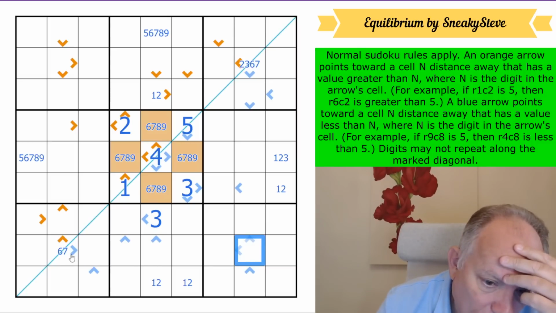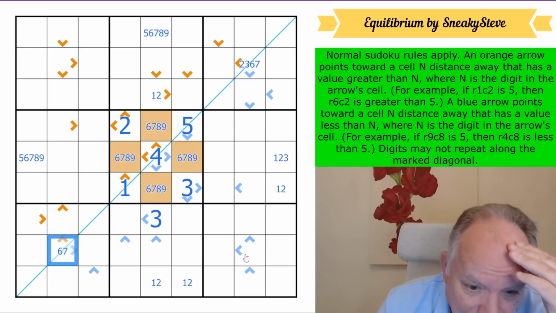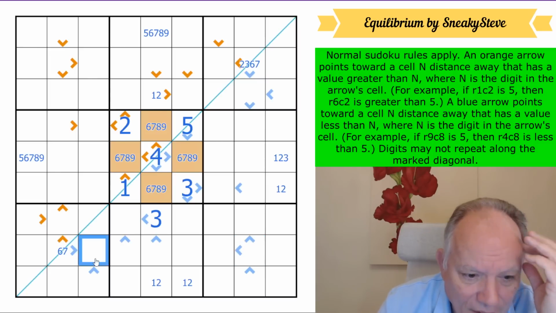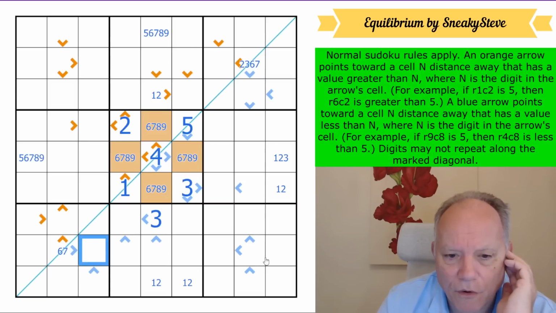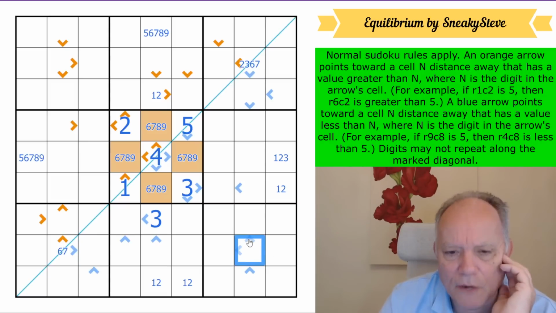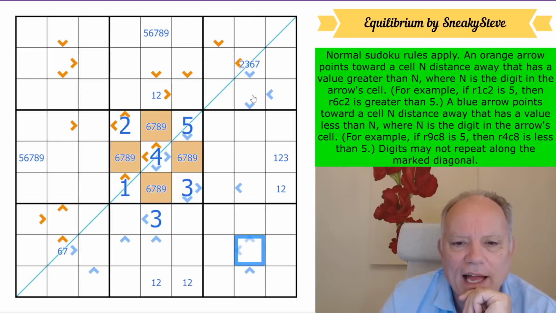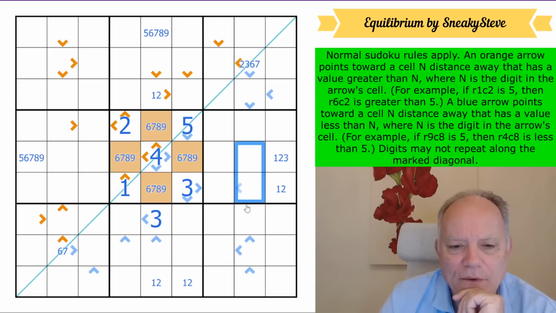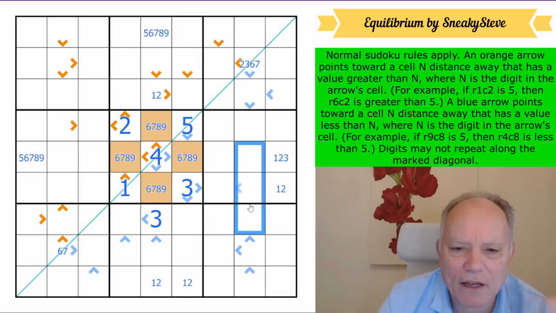So the only way for this to be a 6, I think, is that could be a 5, and then this digit could be 1, 2, 3, or 4. Now, if that was a 5, you get the added complication that it's also pointing north at that, which would be 4, 3, or 2 pointing at one of those cells. Okay, I can't rule that out. That didn't work.